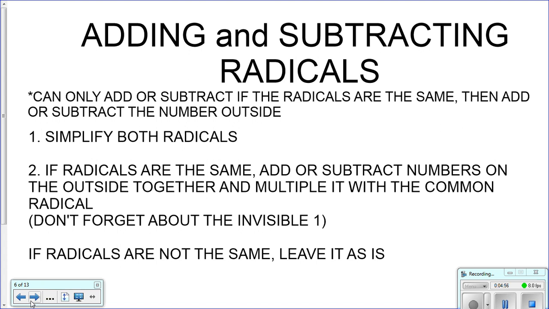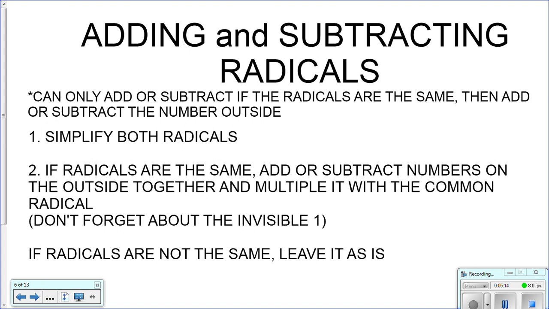Now, you can only add or subtract if the radicals are the same. So everything that's inside the radical has to be identical to add them. Once they are, then we can add or subtract the numbers on the outside. So those are the only things we're adding or subtracting together. It's stuff on the outside. We can't do anything with the inside. That's why we need them to match.